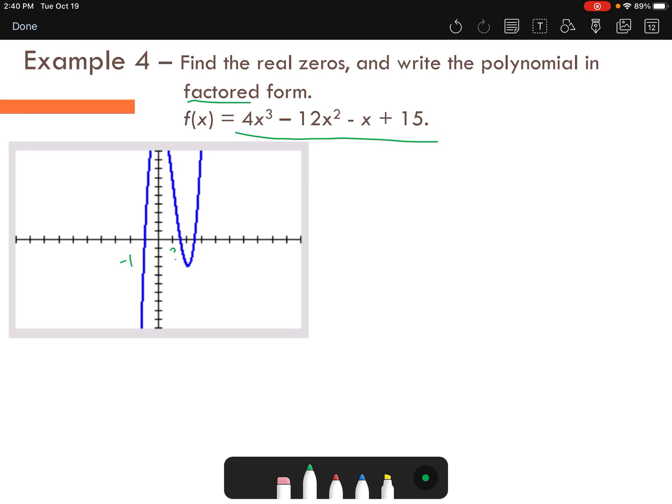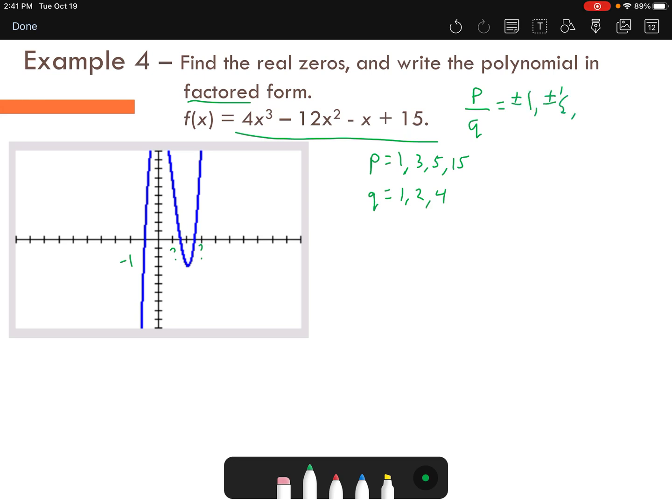So it looks like -1 might be a zero, and then we have this one we don't know, and then that one. Well, we think it's -1, but we don't know. Let's do our P over Q quick. So first of all, P is 15, so 1, 3, 5, and 15. Ooh, there's a bunch there. And Q is 1, 2, and 4. So now we can start dividing.